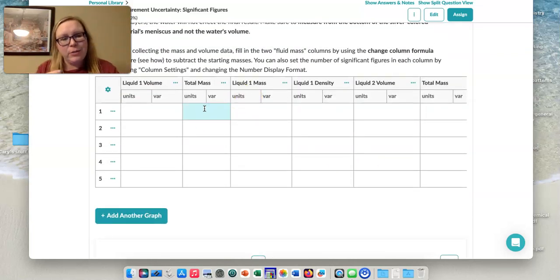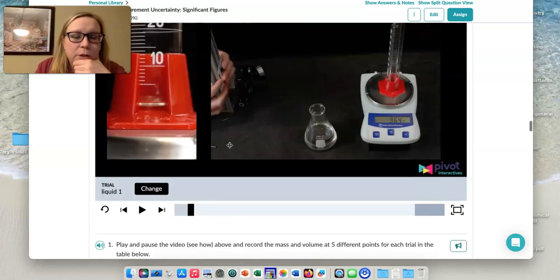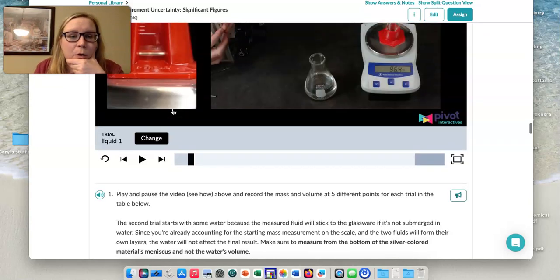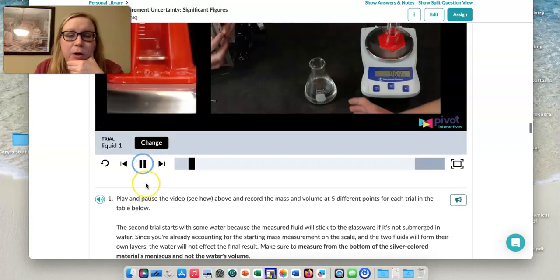That's what we're going to consider the total mass here. That would be the mass of the graduated cylinder and any liquid. So we're going to put 96.4 here. Now you might have a different number, so make sure you record the number that you have. Once we do that and we see that we don't have any volume yet, we're going to put a 0 in. Then we're going to let the trial progress.